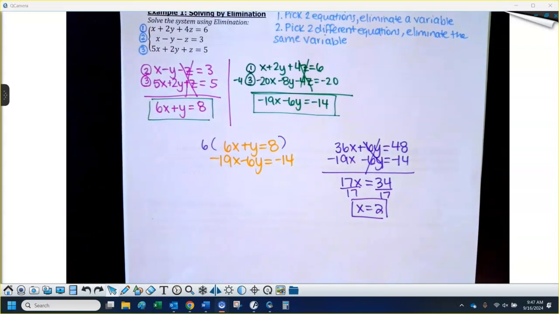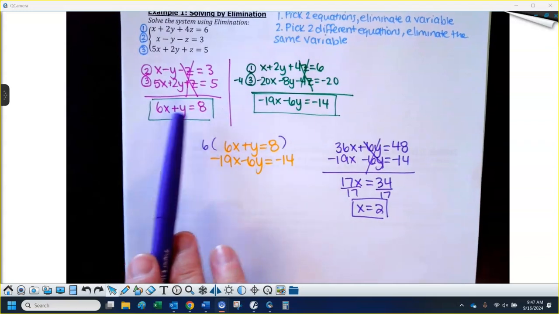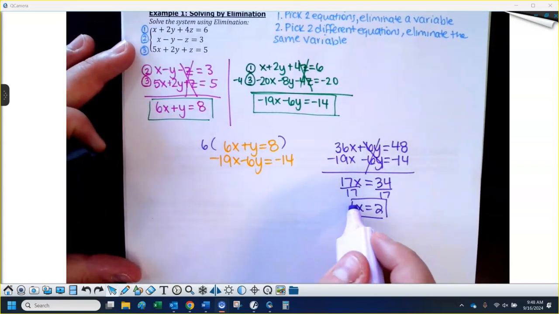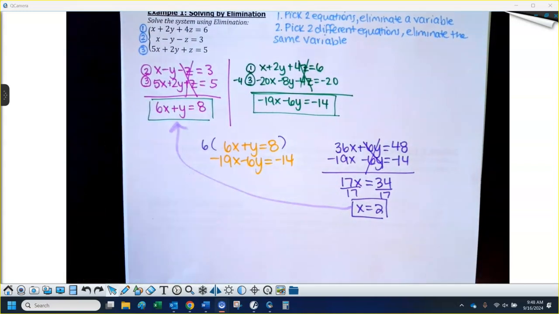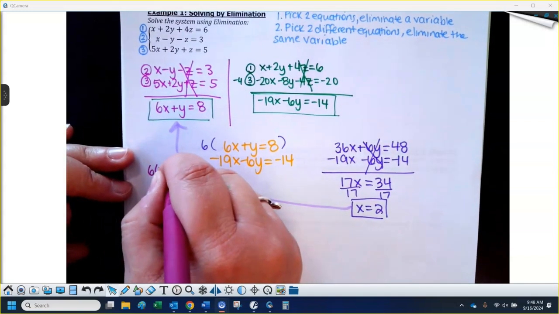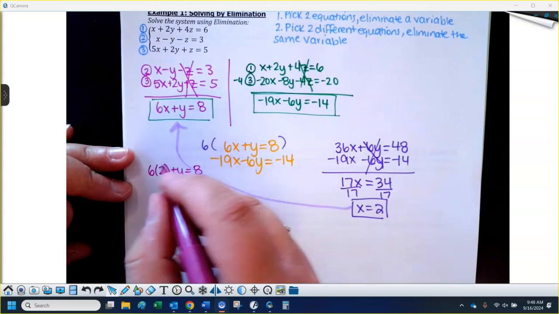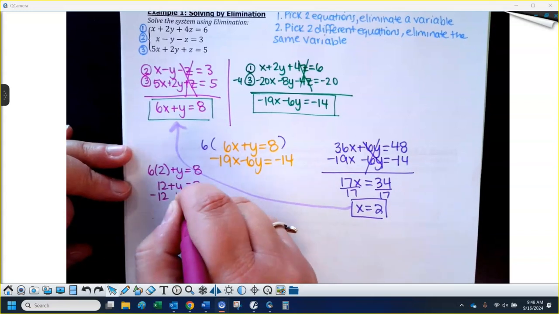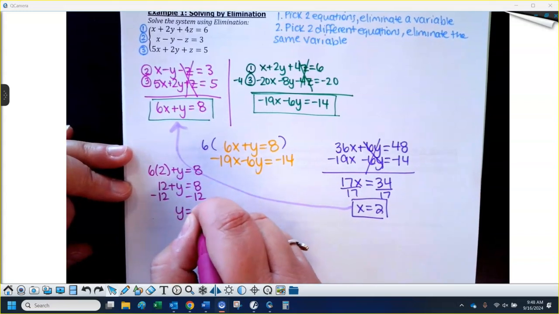Once you get x, you just back up one, or whatever variable you get. In this case, we got x first. You just back up one step, and you can plug it into either one of these equations that we had for our 2x2 system, or you could, if you want to, plug it into one of these. I'm just going to try and grab the one that has the smallest coefficients. I'm going to plug it in right there. So I'm going to take 6 times x, which now I know is 2, plus y equals 8. So I'm going to get 12 plus y equals 8. Just subtract the 12 real quick. Y is going to be negative 4.